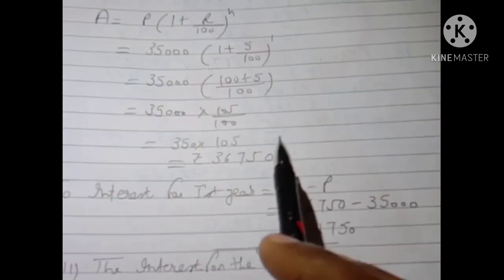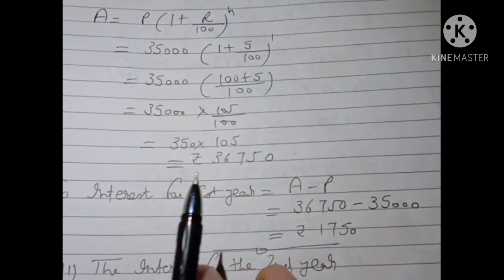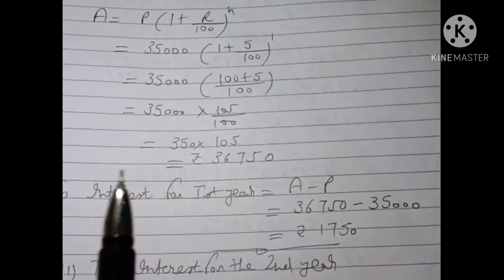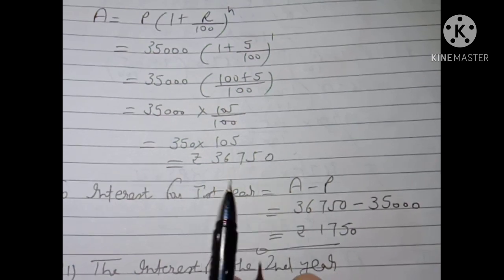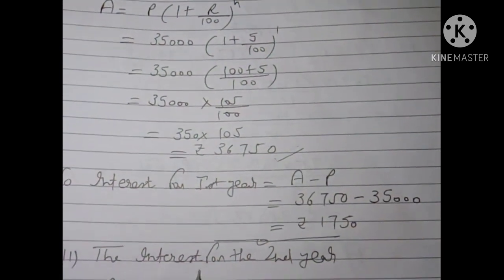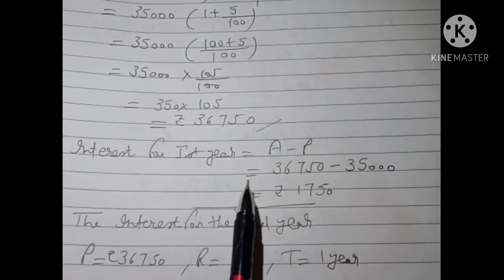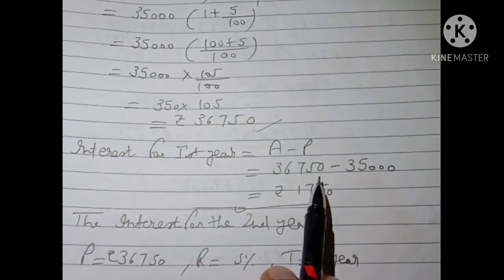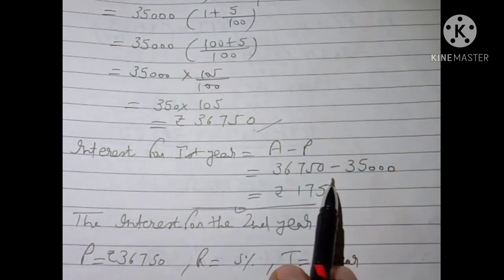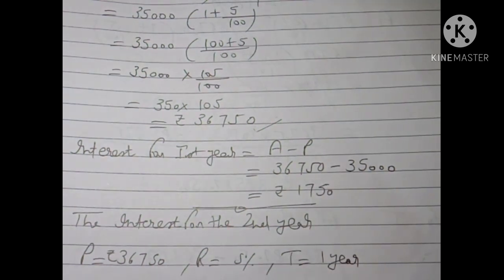As I explained to you, whenever we are going to find the interest, first of all we have to find the amount, and if we are finding the interest for the first year, we have to find the amount for the first year. The amount for the first year is 36,750. The interest is amount minus principal: 36,750 minus 35,000, and after subtraction it will become 1,750. This is the solution of the first part, the interest for the first year.